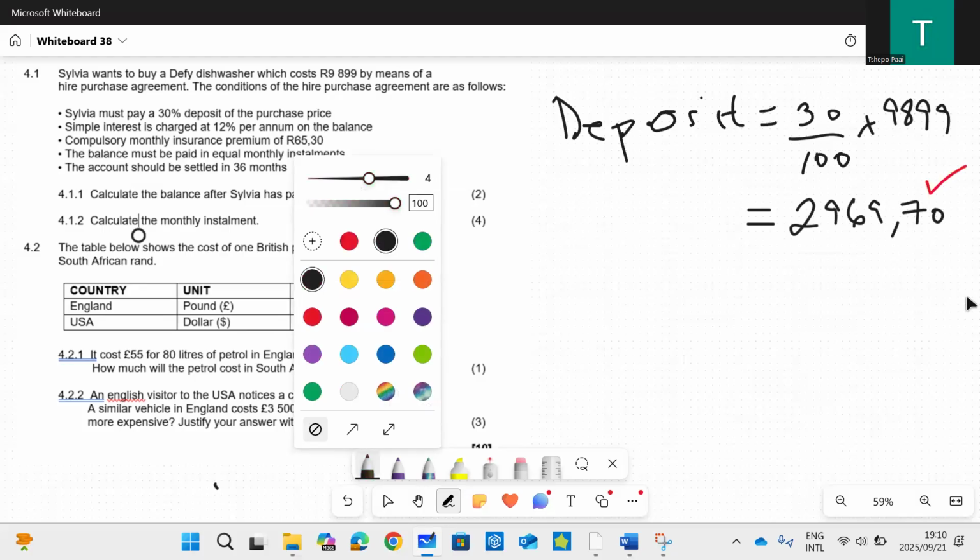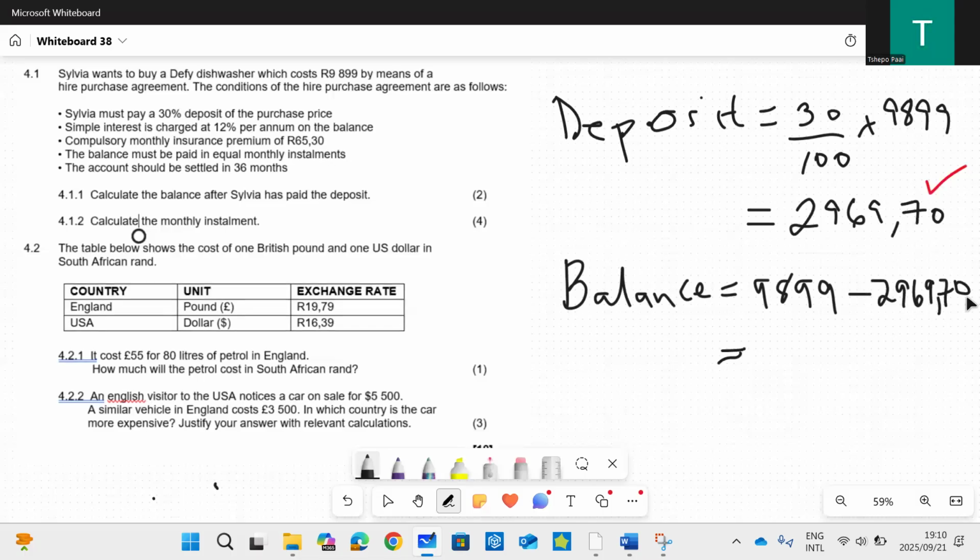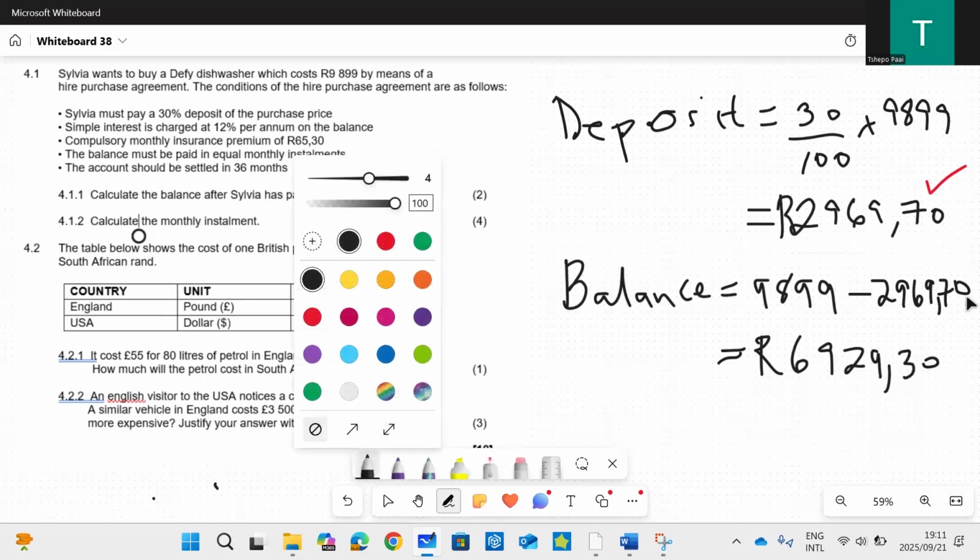Now let's calculate the balance. Once you have the deposit, you can easily find the balance. So what will be your balance? Your balance will be R9,899 minus R2,969.70, which will then be, we must put R for money, R6,929.30. That will be the balance. Then you'll also get a mark for that balance.